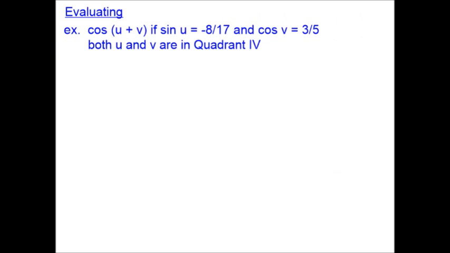Okay, so in working with the formulas more, just getting used to them, there are some good problems here about evaluating, which is technically what we've already been doing, but based on non-unit circle type values. So if I want cosine of u plus v, and I know that sine of u is negative 8/17, cosine of v is 3/5, and both of those two angles are in quadrant 4.